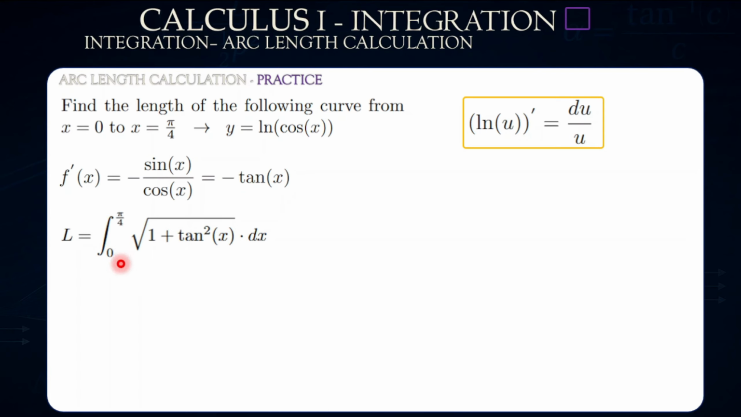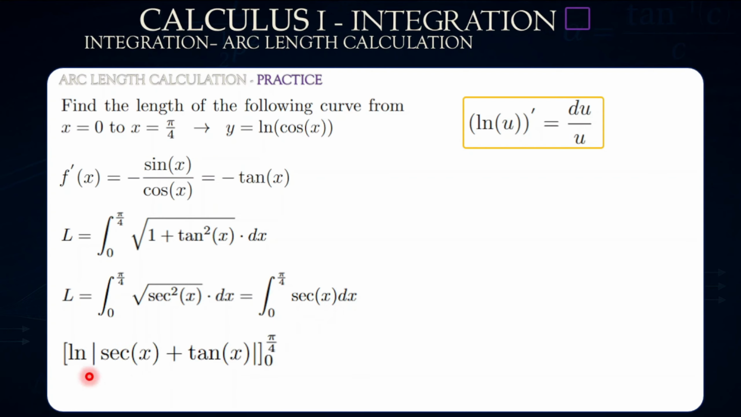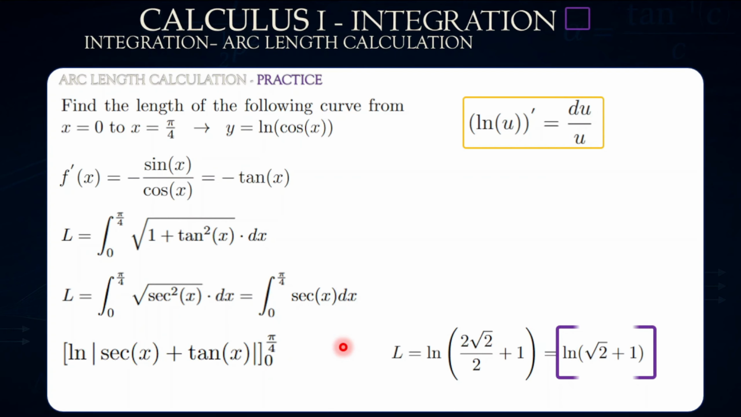L equals the integral from 0 to pi divided by 4 of the square root of 1 plus tan squared x dx, which is equal to secant squared x dx, integrated from 0 to pi divided by 4, which is equal to ln of secant x plus tan x between pi divided by 4 and 0, which is ln of square root of 2 plus 1. That's the final answer.